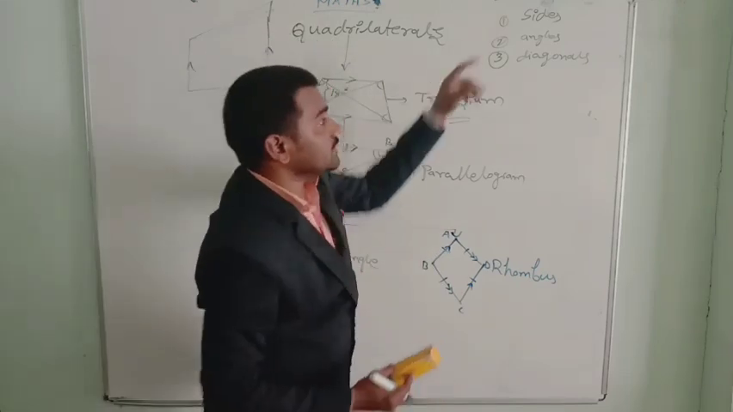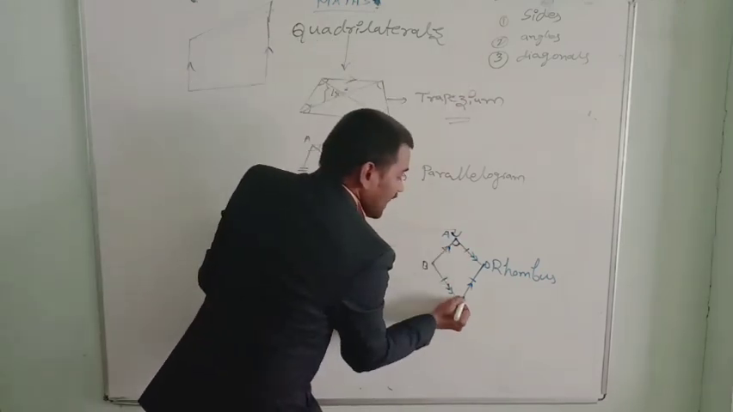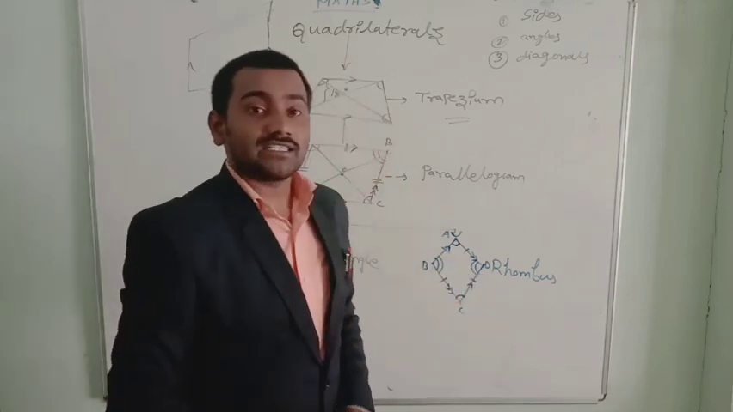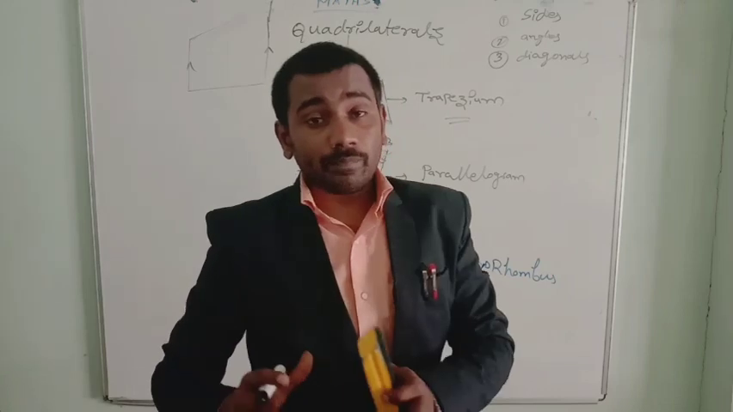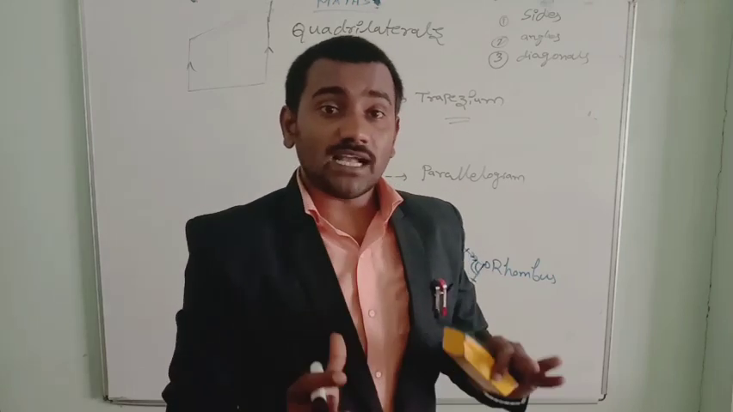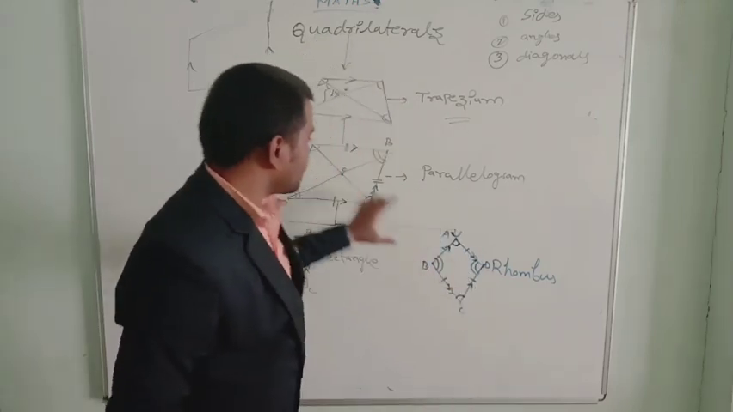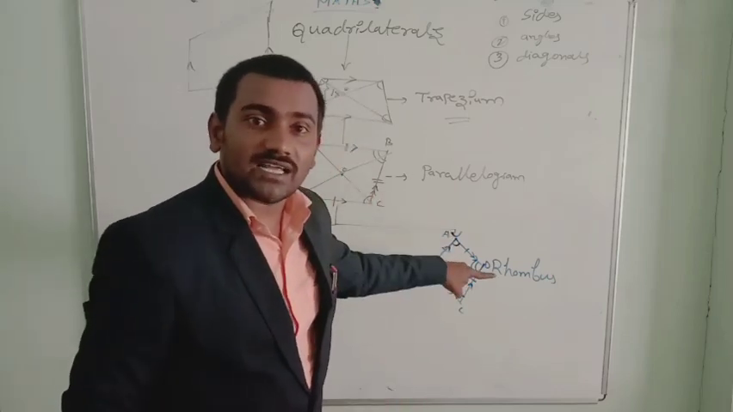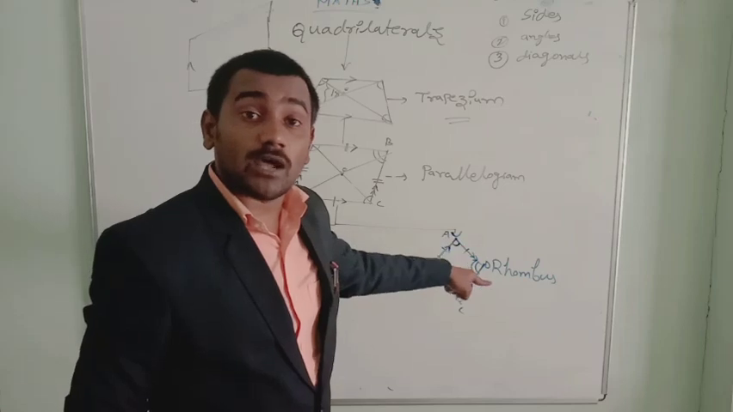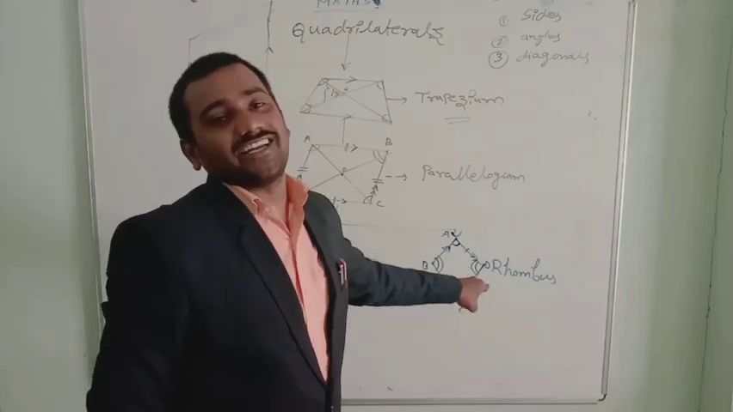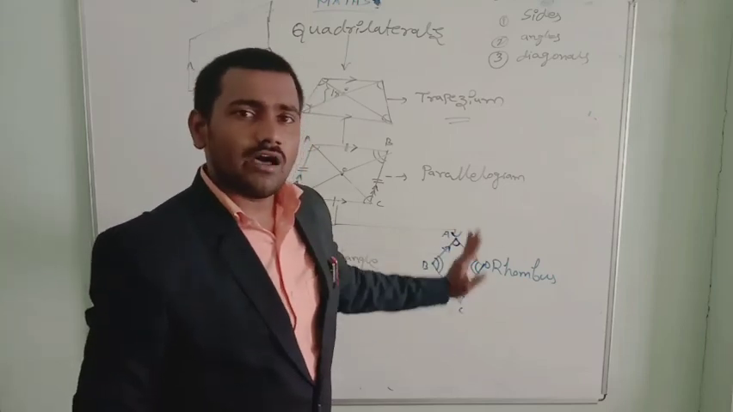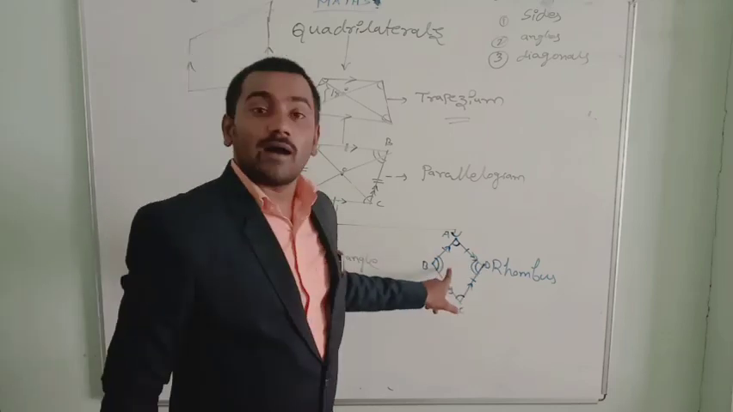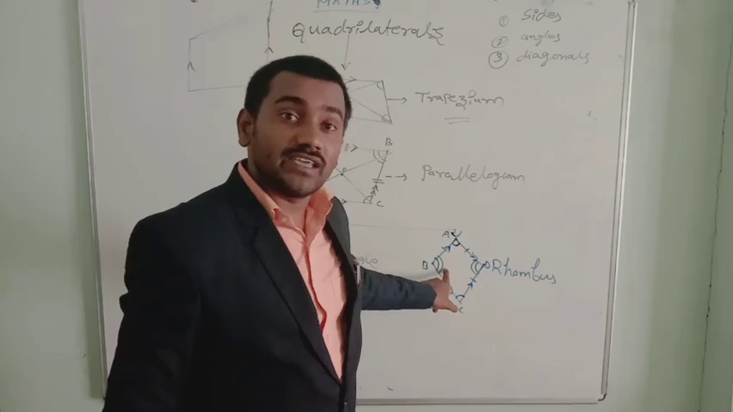Next, about the angles. Here opposite angles are equal, same as a parallelogram. Opposite sides are equal. Other than opposite sides being equal, the rhombus has some extra properties, that is all sides are equal, whereas in a parallelogram only opposite sides are equal. Opposite angles are equal in the rhombus also.